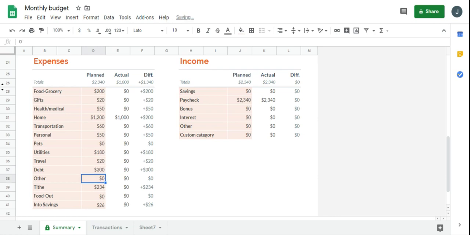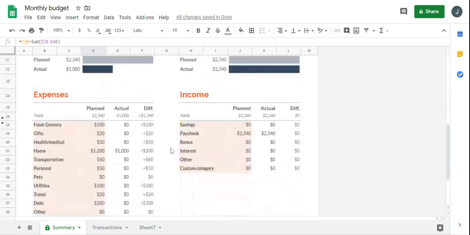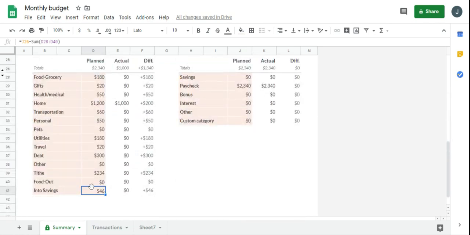All right. Other, you don't have anything. Food out. Now, looking at these values, let's say we actually cut down a little bit on the food grocery. Let's say we put it as 180 instead of that. If you look at your into savings, you only have $46 left. This is not great. What we want to do is make sure that we have a little bit more into savings, but for right now, this is not crazy.